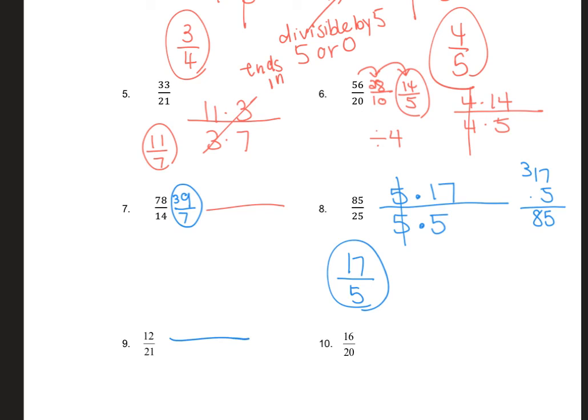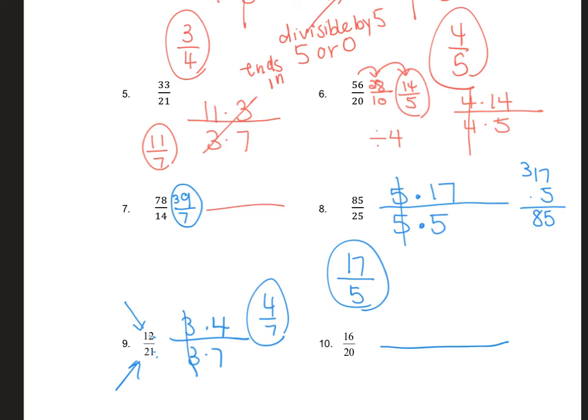All right, number 9. 3 times 4, 3 times 7. Now, you might be saying, how did you know that? Well, I knew it wasn't going to be an even number because if it was an even number, they both would have been even. When you have an even and an odd, it's not going to be an even number that you're pulling out. So the 3's knock out and you get 4 over 7.